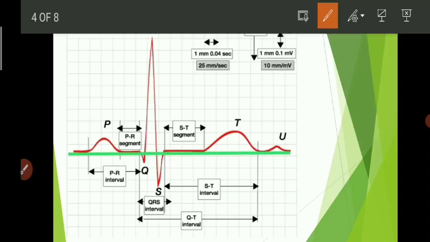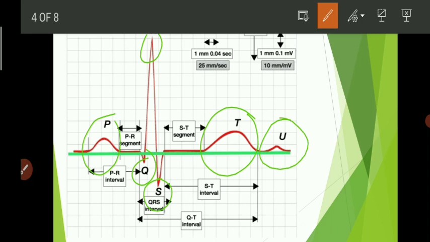So now it's clear that one cardiac cycle would be represented by 6 waves. Those 6 waves will be P wave, Q wave, R wave and S wave. These three waves together are known as a QRS complex. Then we have a T wave and the U wave. So these are the six waves, P, QRS, T and U wave, which will represent one cardiac cycle.